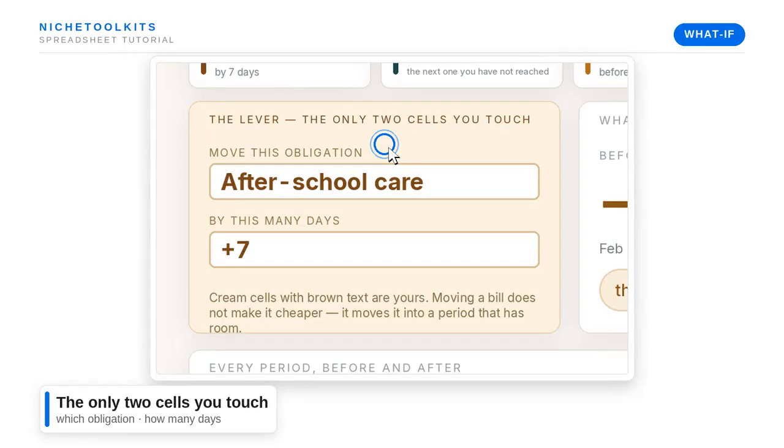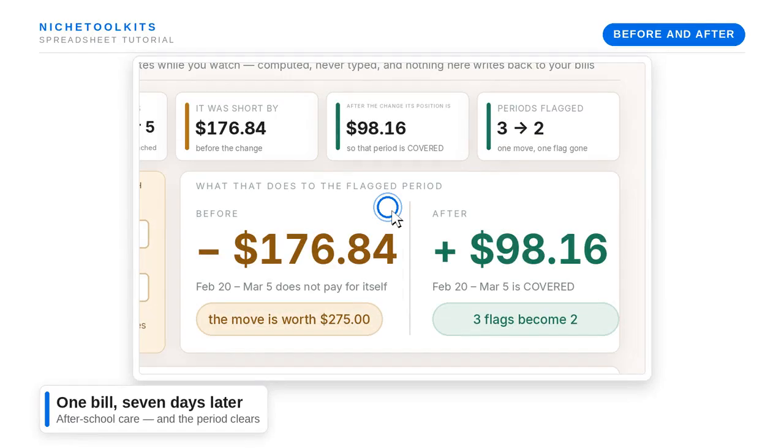The next part is the bit most people get wrong. When a pay period comes up short, the instinct is to try to spend less. But nothing here is overspending. The money exists. It just arrives after the thing it was meant to pay. So the lever is not the amount. It is the date. 2 cells. Which obligation, and how many days? After school care, moved 7 days later. That is 1 cell. And the whole file recalculates while you watch.